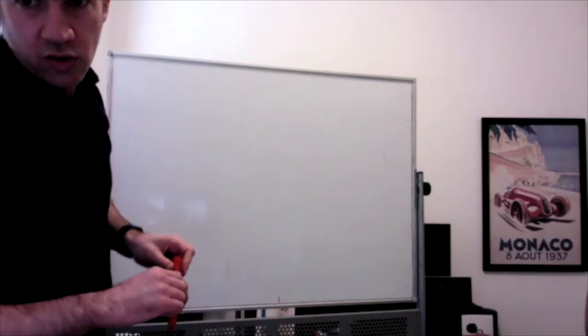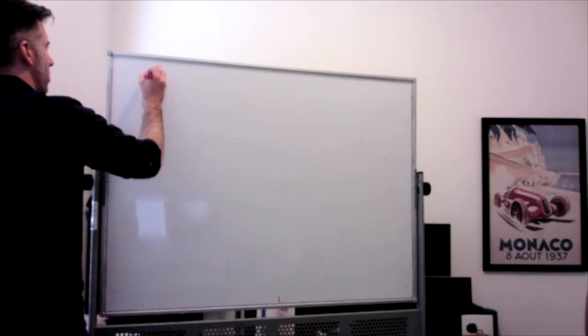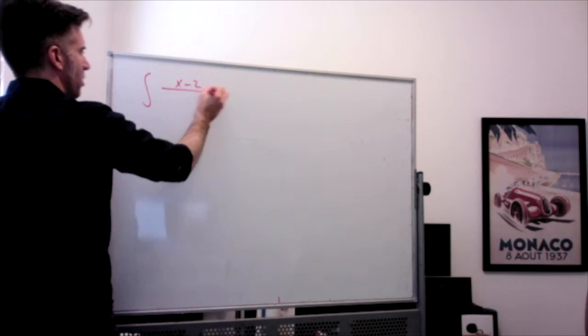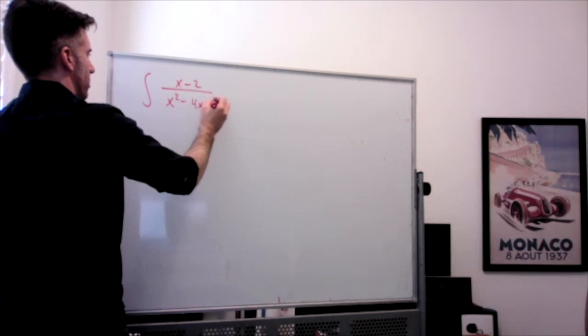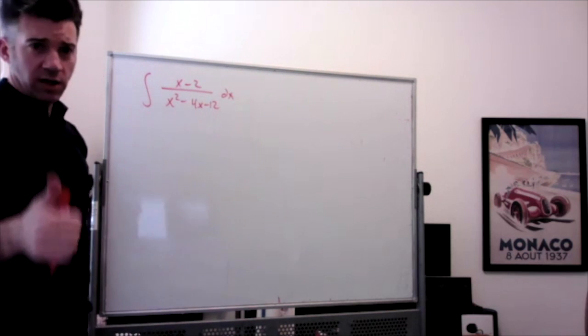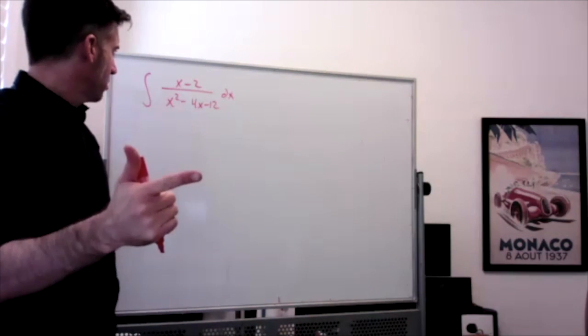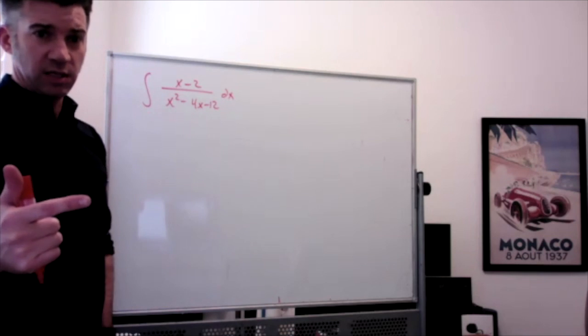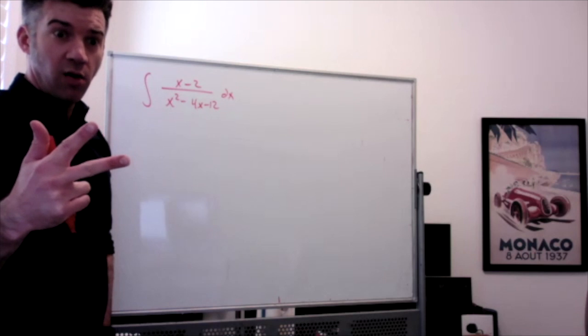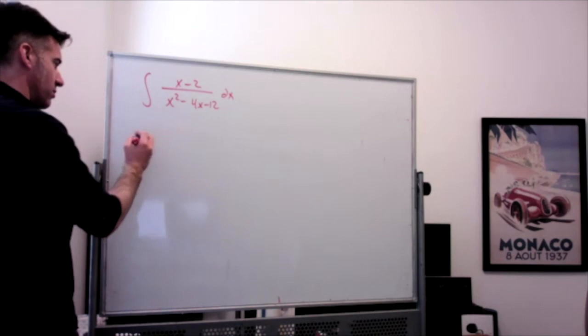So let's look at this one. The integral of x minus 2 over x squared minus 4x minus 12. Degree on top less, check. Does the bottom factor? Yeah, the bottom factors, right? x minus 6 times x plus 2, check. Oh, wait, should I try a u substitution just to be sure?